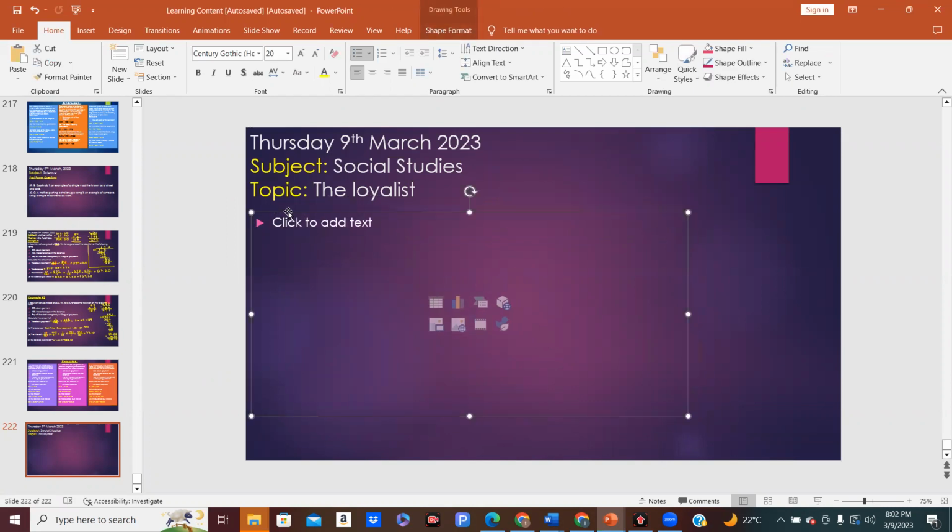The loyalists were people who consider themselves more British than American. Who are they loyal to? Britain, the British colony. They were loyal to Britain. Very good, they're not a part of Britain.